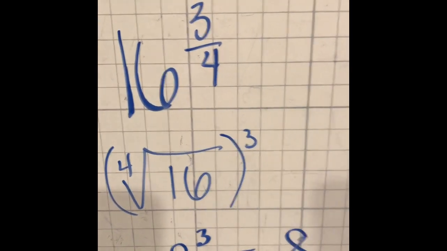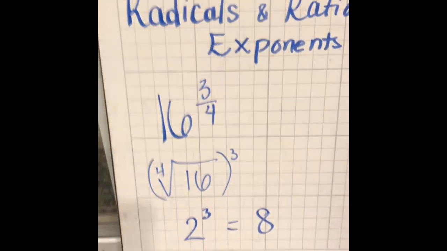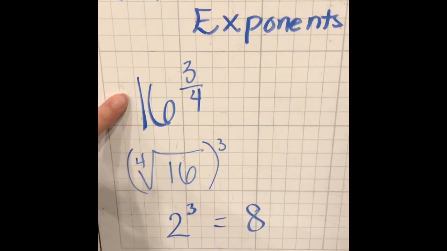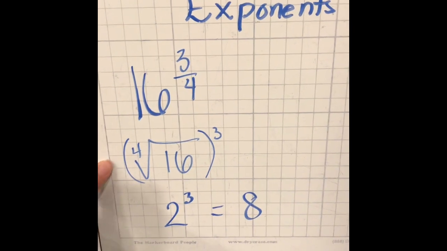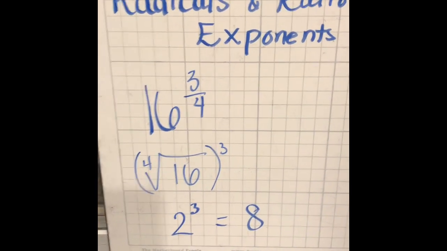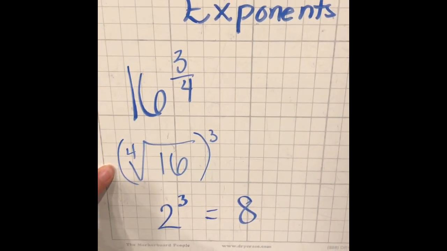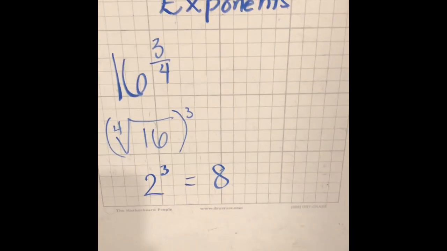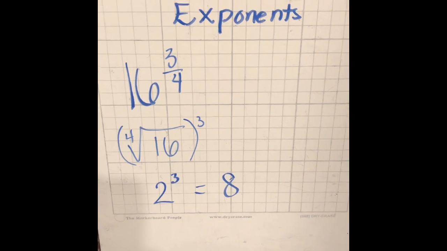So what you're going to be working on is rewriting some problems given in this form, rewrite them to be in radical form. Or if you're given a problem in radical form, can you just rewrite it with a rational exponent? And then other ones, can you actually simplify them out?